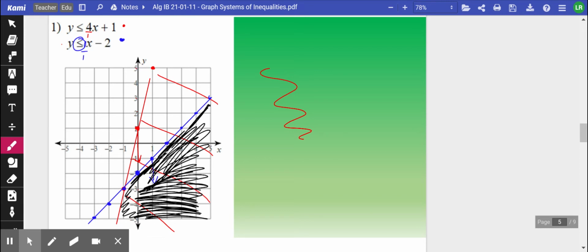Now, what about this point right here? Is that a solution? It's bordering the shaded part, correct? Is it on a dotted line? So neither of these lines are dotted, right? So I'm good. That's a solution. This point right here, it's on a solid line.